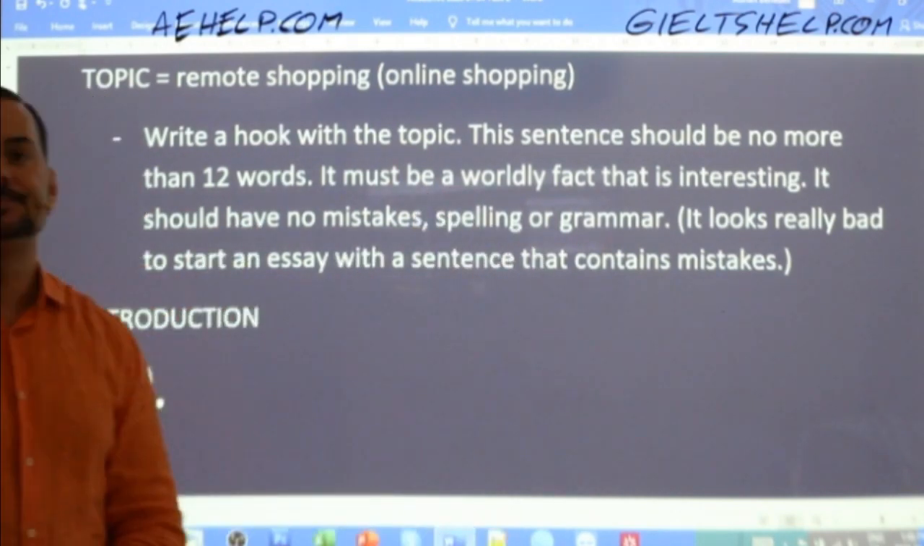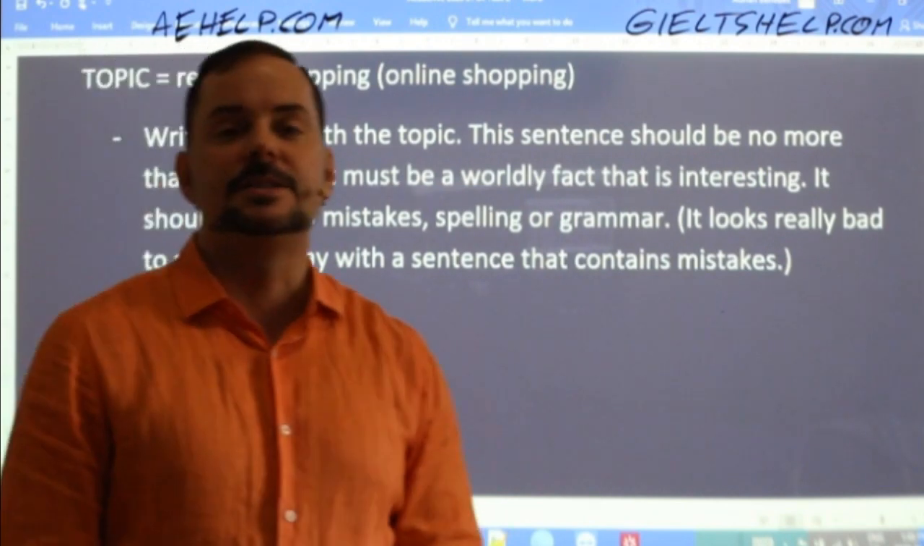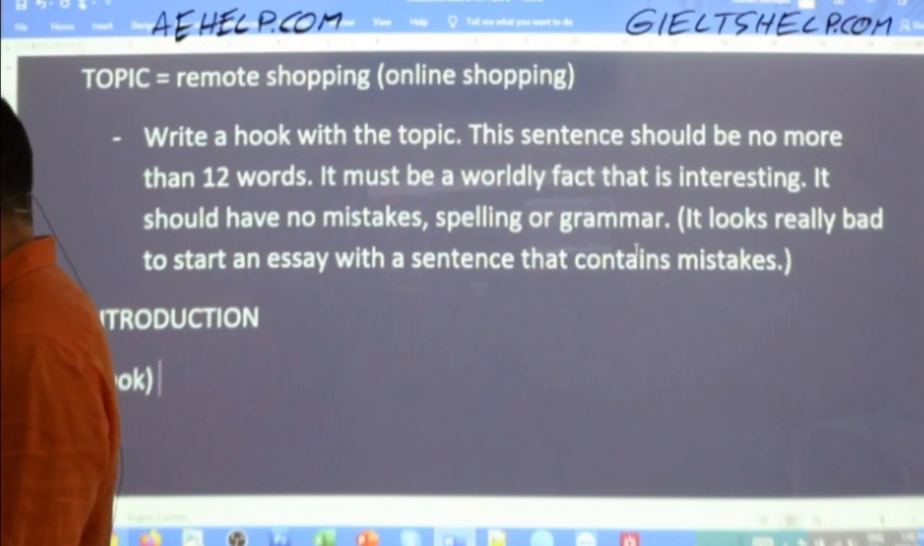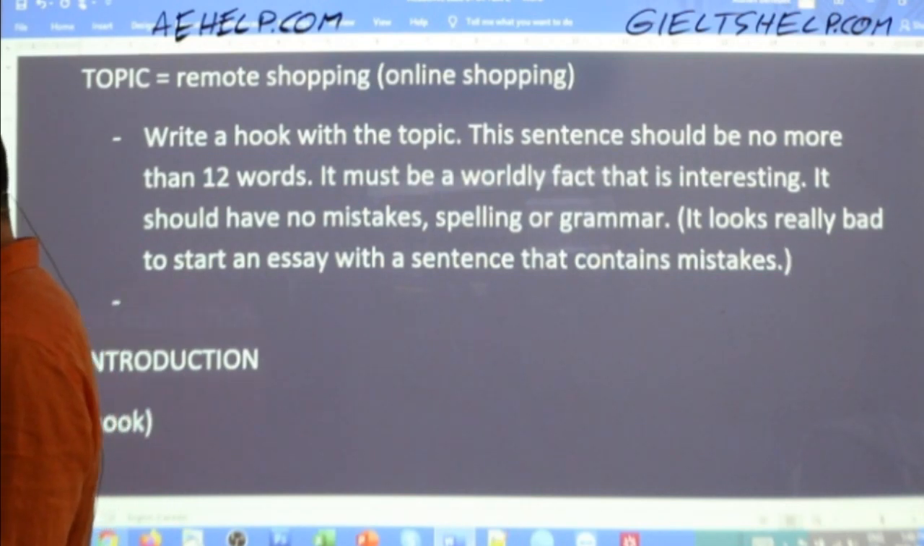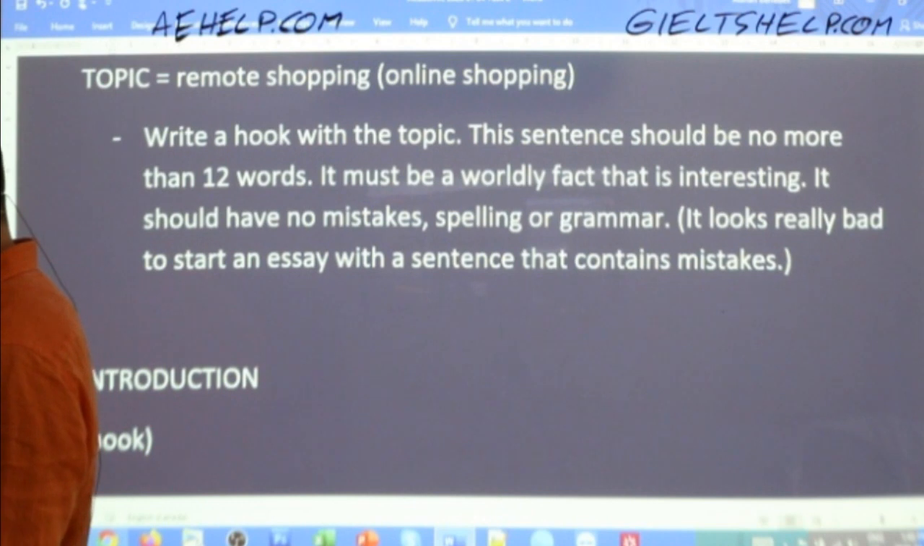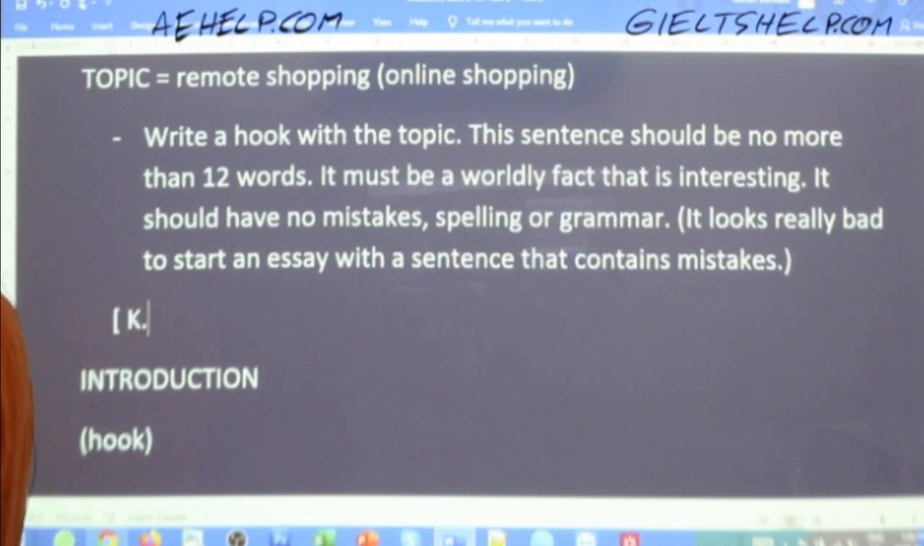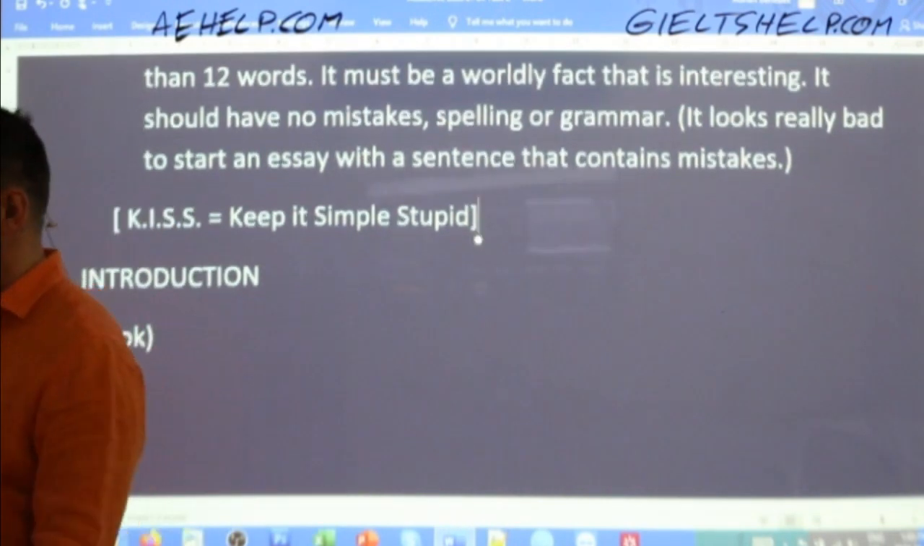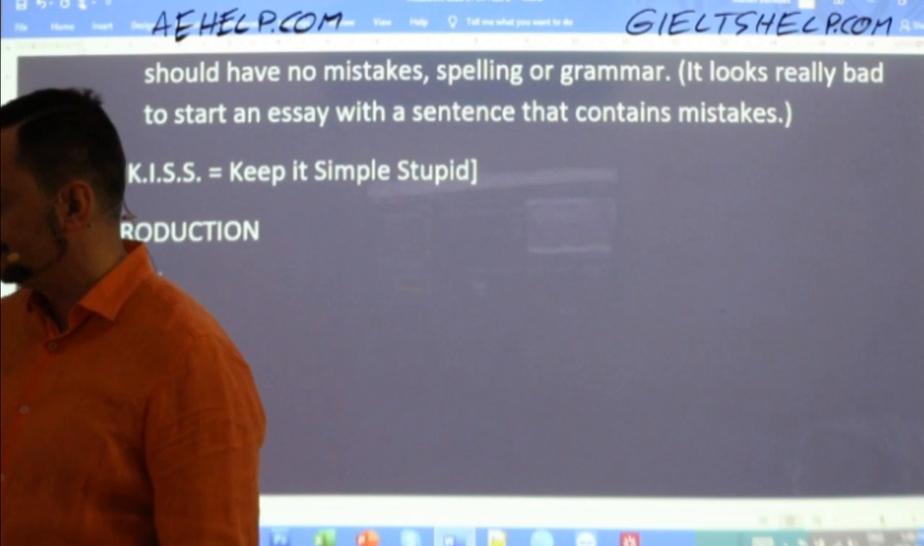It's the KISS mentality, right? I don't know if any of you are familiar with this acronym in English, but there's this kind of interesting and very wise acronym. It's called KISS, which means keep it simple, stupid, or some people say keep it stupid simple. And this basically means just keep it really, really simple and straightforward.